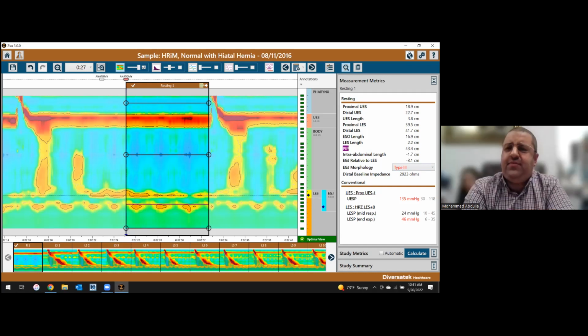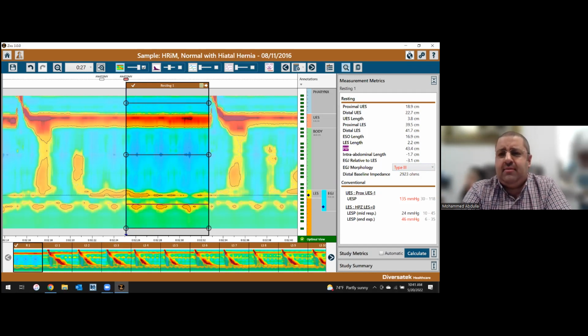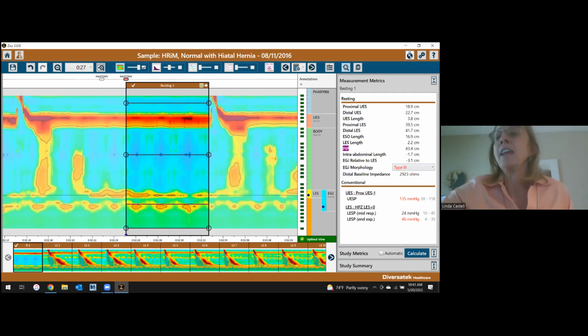Excuse me, what is the difference between the two? What is the intra-abdominal length and the EGJ relative to the lower esophageal sphincter? What is the difference between the two numbers? Okay. So intra-abdominal length, I think, is from the distal border of the LES to where the diaphragm is. So that's just all hernia right here.